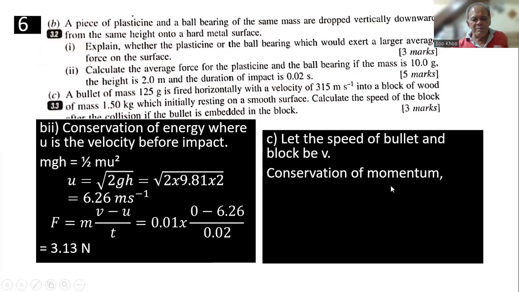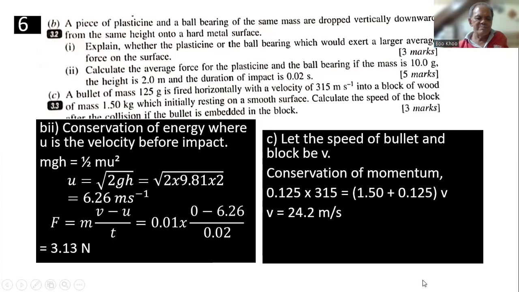Okay, so conservation of momentum. Mass of bullet and initial speed of bullet. Right? Remember to convert it to kilogram. The block is at rest, so no momentum for the block. And then the block and the bullet move together, so add the 2 masses together. Right? The total mass and final velocity, calculate out.